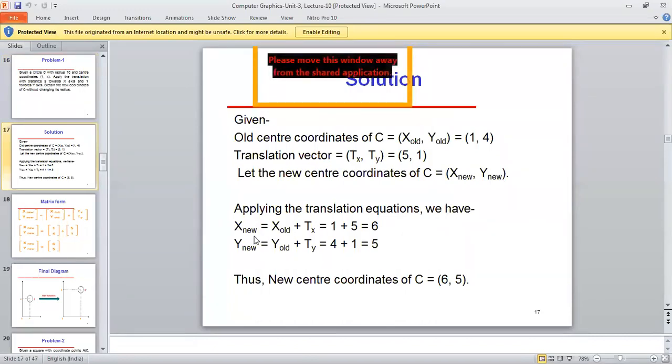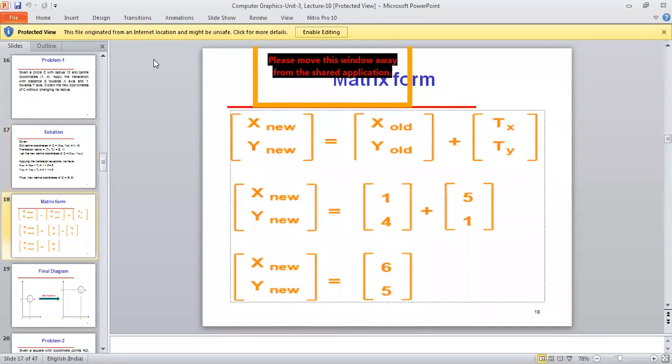Now we are already aware of the formula: x new is equal to x old plus tx. X old is already given, 1 here. So 1 plus 5, 6. Y new is y old plus ty. So y old is 4 plus ty is equal to 1, then it will come 5. So the new center coordinates are 6, 5. These are called the new coordinates. This is based on the formula, and these numericals are very easy.